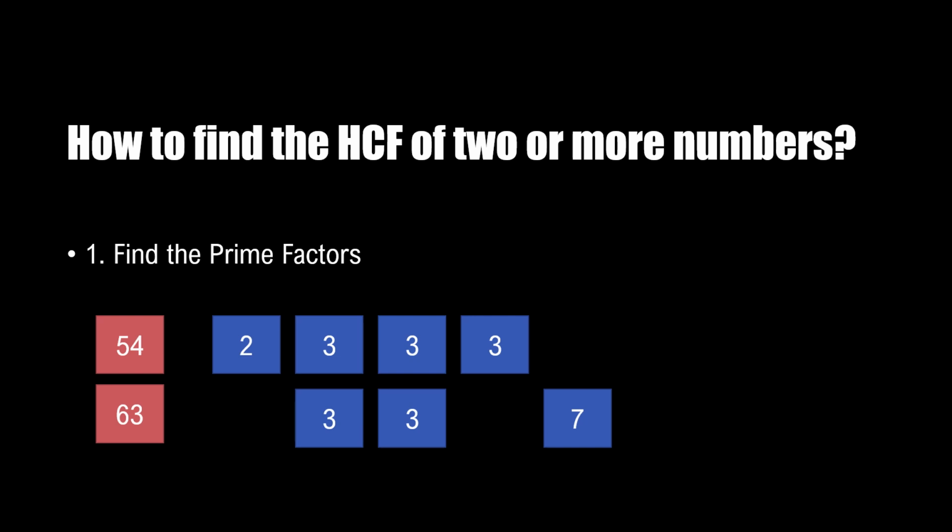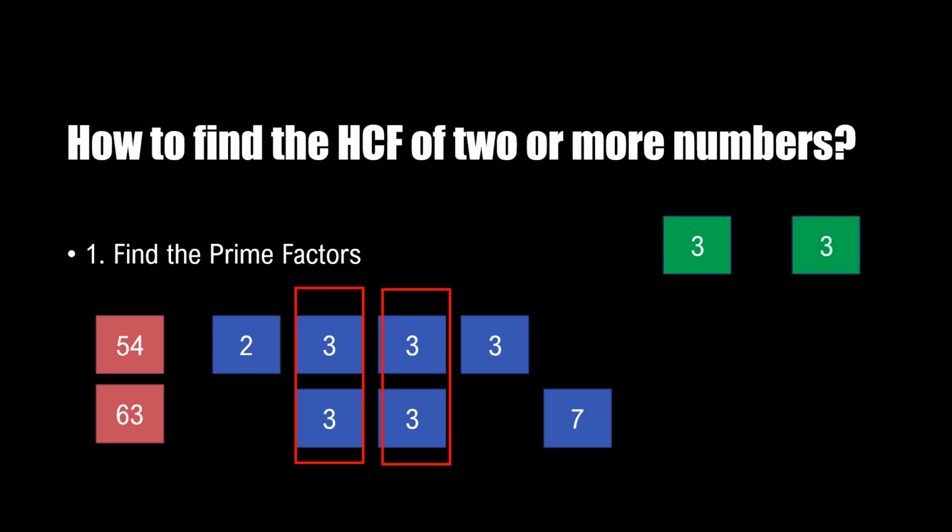So 54 and 63, the numbers that are matching are 3. So we write down the number 3. The next number which is matching is 3. So we write down the number 3. Are there any other numbers matching? No, they are not. So now what we do, we multiply the numbers we have found and we get 9. This is the highest common factor. So these are the steps we follow to find the highest common factor of two numbers.